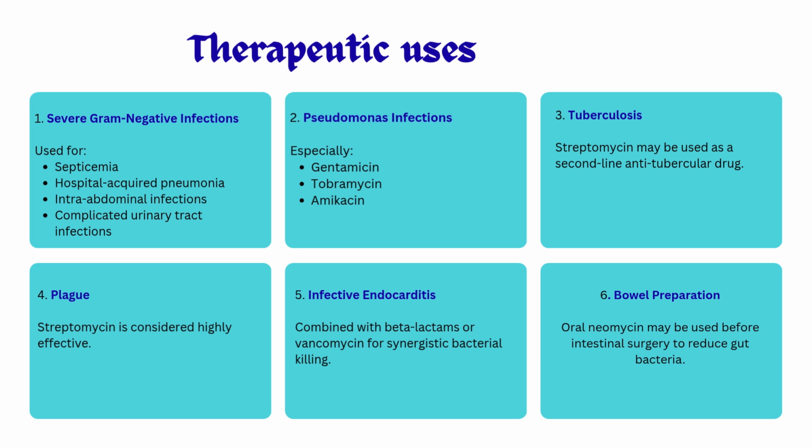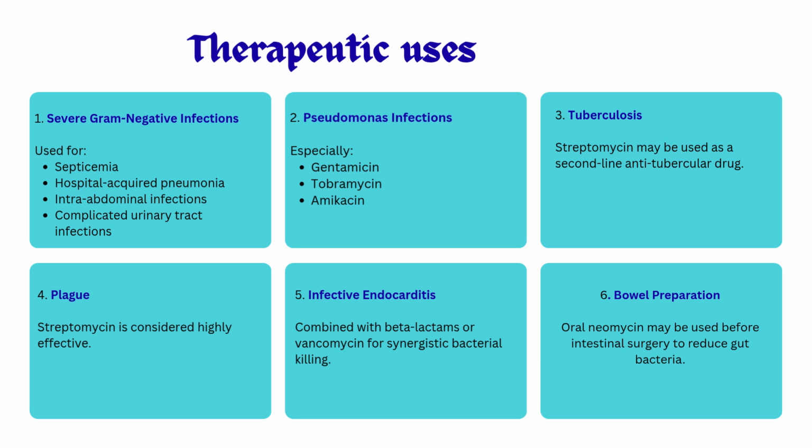1. Severe gram-negative infections. Aminoglycosides are widely used in septicemia, bloodstream infections, hospital-acquired pneumonia, complicated urinary tract infections, intra-abdominal infections. These infections are often caused by organisms such as E. coli, Klebsiella, and Pseudomonas aeruginosa. 2. Pseudomonas infections. Gentamicin, tobramycin, and amikacin are particularly effective against Pseudomonas aeruginosa, a common cause of hospital-acquired infections.